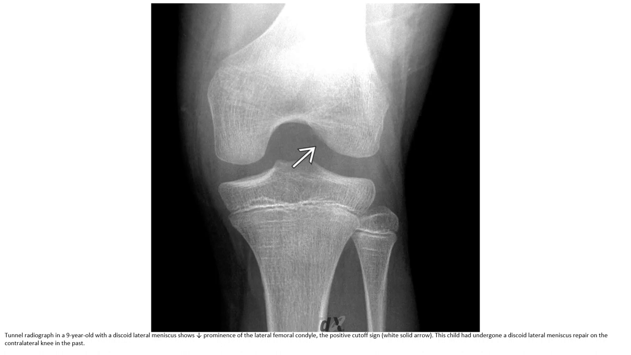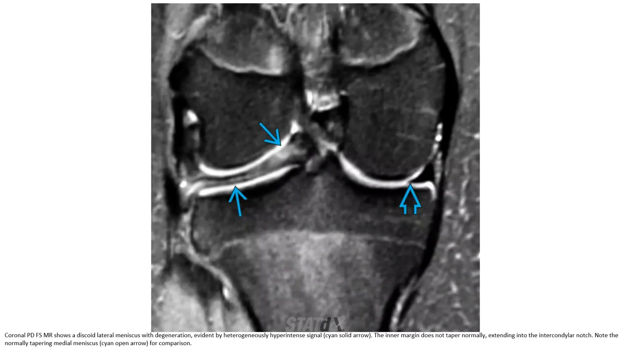This patient had undergone a discoid lateral meniscus repair on the contralateral knee. Coronal PD image shows a discoid lateral meniscus with degeneration evident by heterogeneous hypointensity. The inner margin does not taper normally, extending into the interval. Note the normally tapering medial meniscus for comparison.